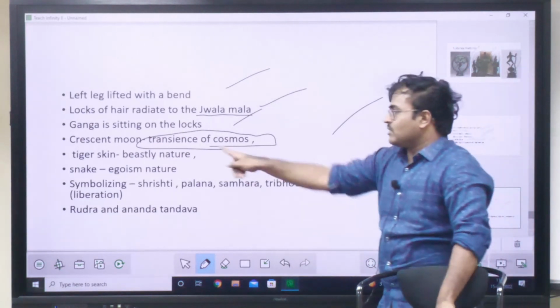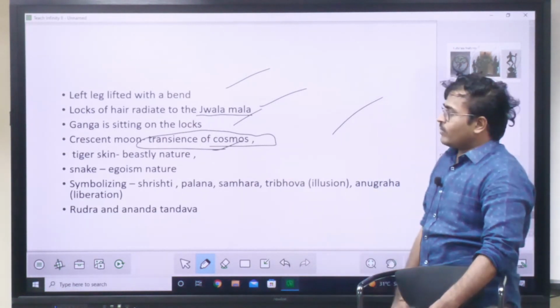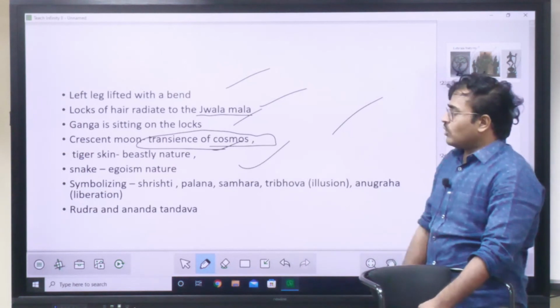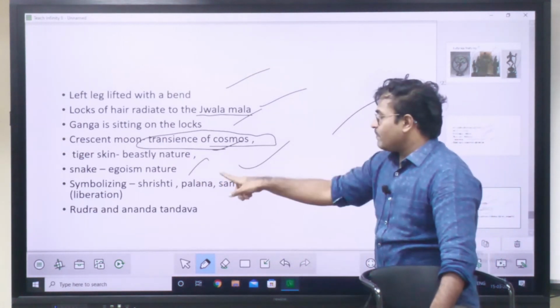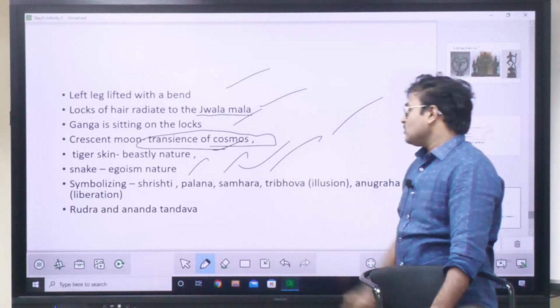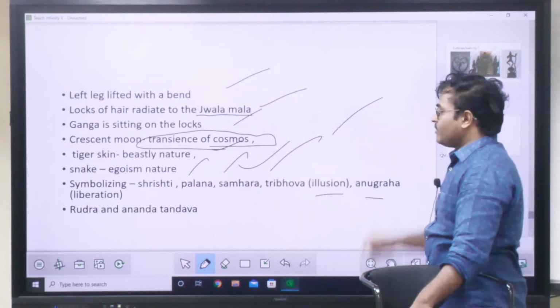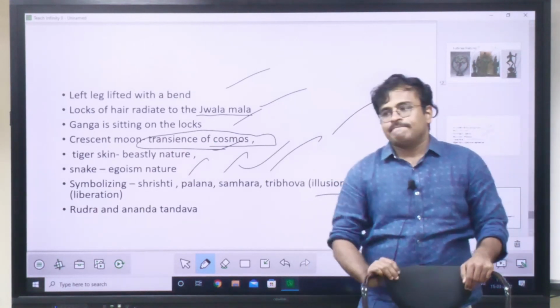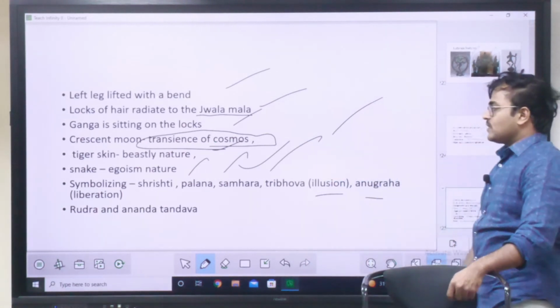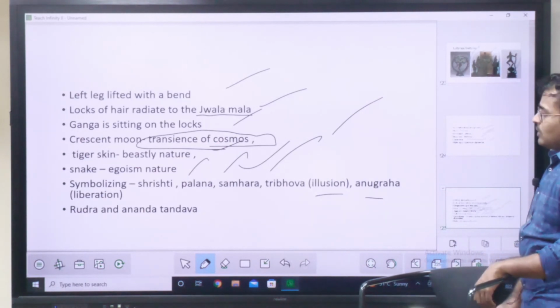Then tiger skin talks about the beastly nature of human beings. Snake talks about egotism. Srishti is creation, Palana is maintenance, Samhara means destruction, Tribhava means illusion, Anugraha means liberation. The five stages of the Hindu cycle are depicted here: Srishti, Palana, Samhara, Tribhava, Anugraha.